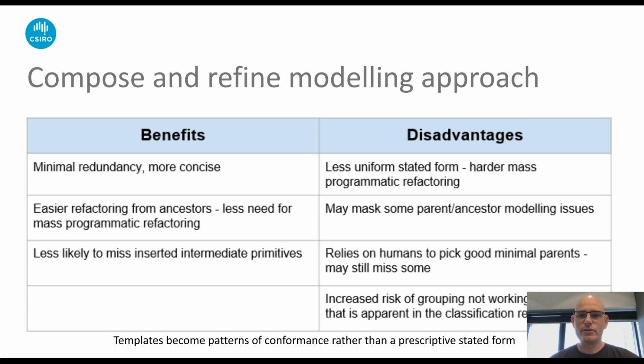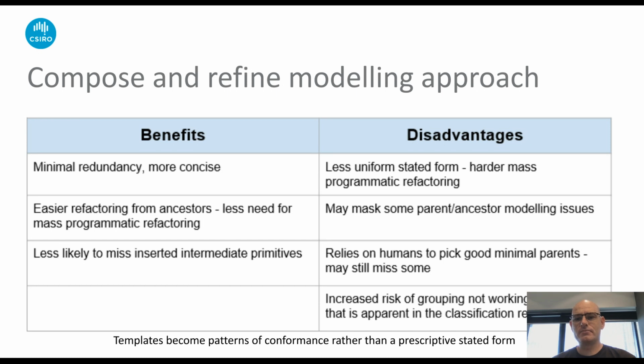So looking at this approach, some of the benefits are that there's less redundancy, it's more concise, and there's easier refactoring from inheriting things from the ancestors rather than needing to have a lot of restatement. So there's less need for that programmatic refactoring. And it's much less likely to miss inserted intermediate primitives because they'll be picked up through the parents that are stated much lower down. Disadvantages: it's much less uniform, therefore it's much harder to do mass programmatic refactoring, but maybe less necessary as well. So again, that's a bit double-sided.